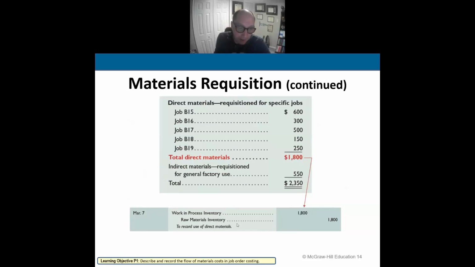And then this adjusting journal entry here at the bottom shows the inventory coming out of raw materials and into work in process. Out of raw materials and into work in process. Record the use of direct materials.